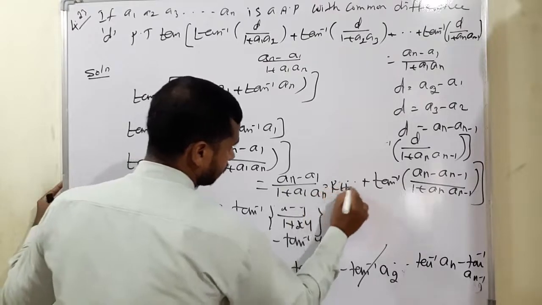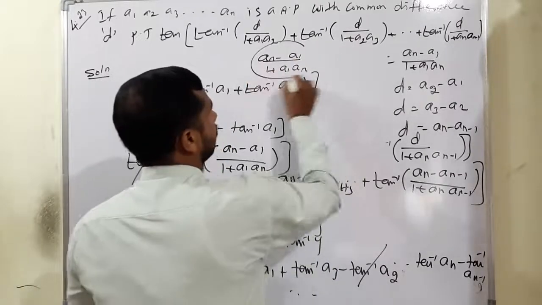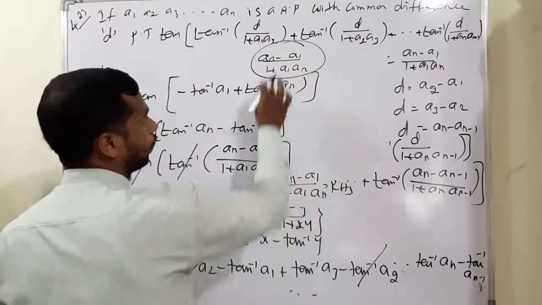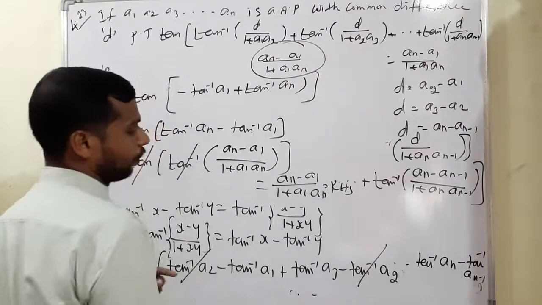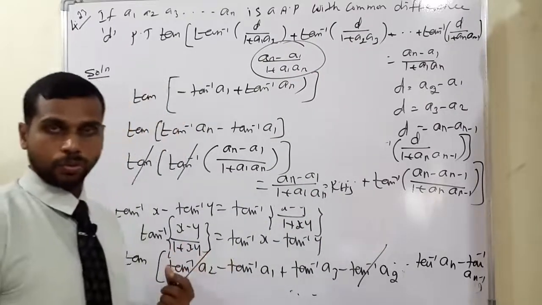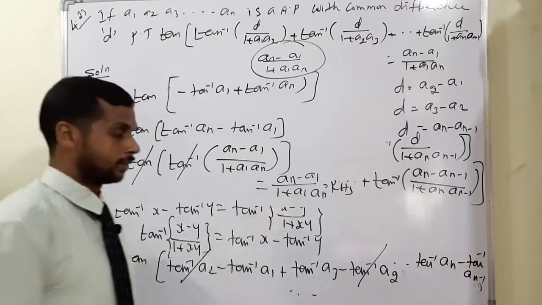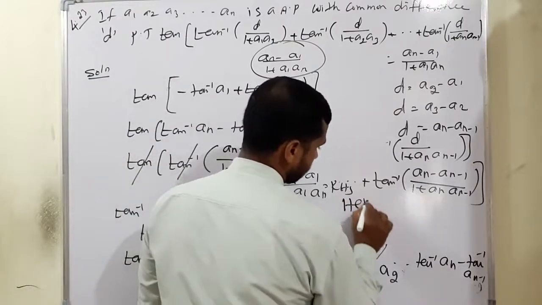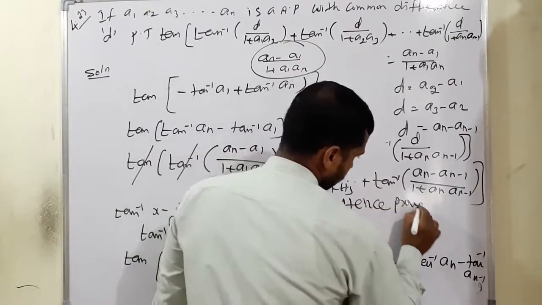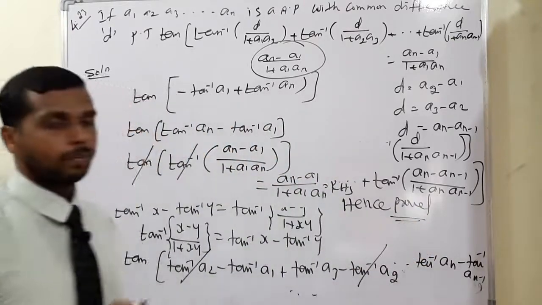This is our RHS. Look here, what is the RHS term? an minus a1 over 1 plus a1 into an. Therefore, starting with the LHS term, we proved the RHS. Therefore we can write, hence proved. One of the important 5-mark but easy questions.